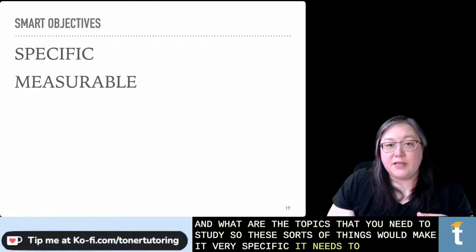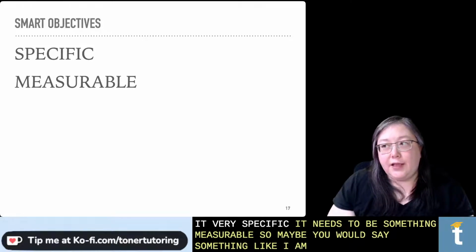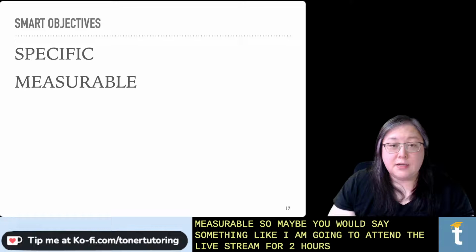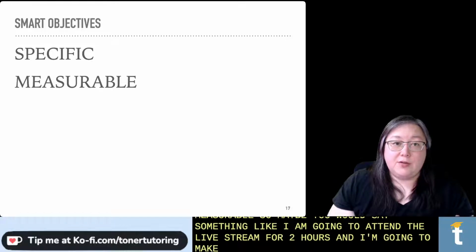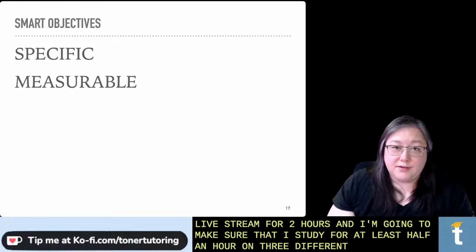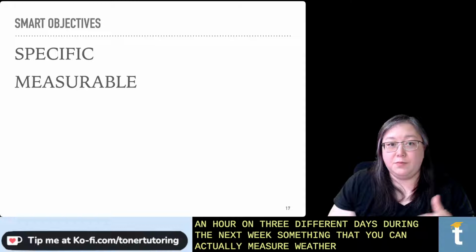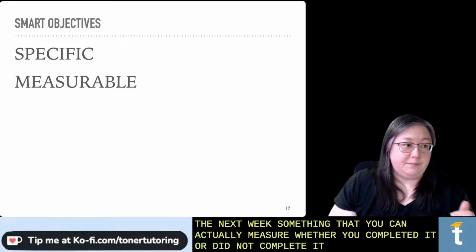It needs to be something measurable. So maybe you would say something like, I am going to attend the live stream for 2 hours, and I'm going to make sure that I study for at least half an hour on 3 different days during the next week. Something that you can actually measure whether you completed it or did not complete it.